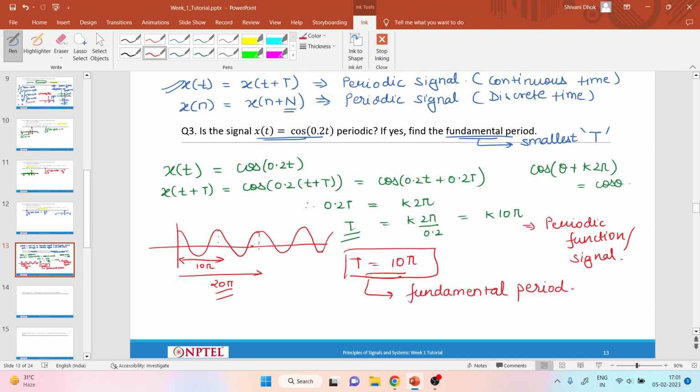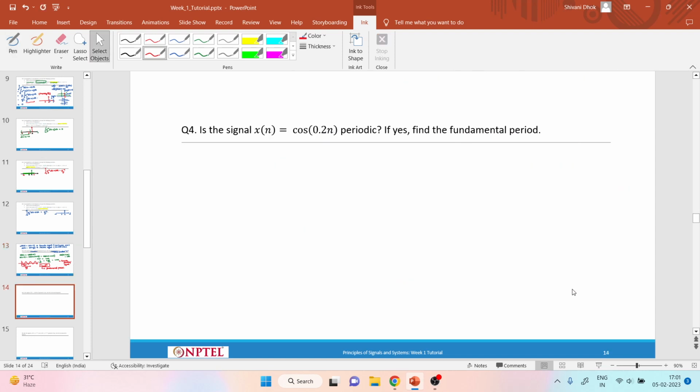Okay. Now let us look at this question. Same question, but now it is a discrete time signal. I'm asking this question to everyone: now is this x of n periodic? It is again a sinusoid. The only change is that it is a discrete time signal. What can you comment on its periodicity by just looking at this signal? Will it always be periodic, or is there something else that we need to look at?